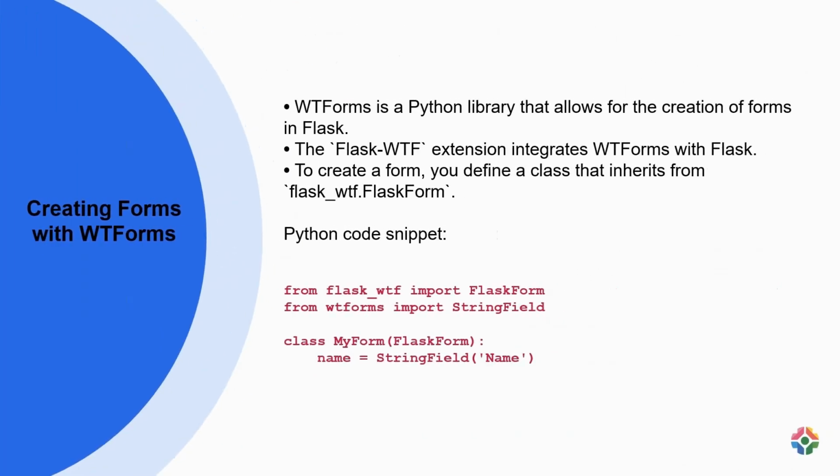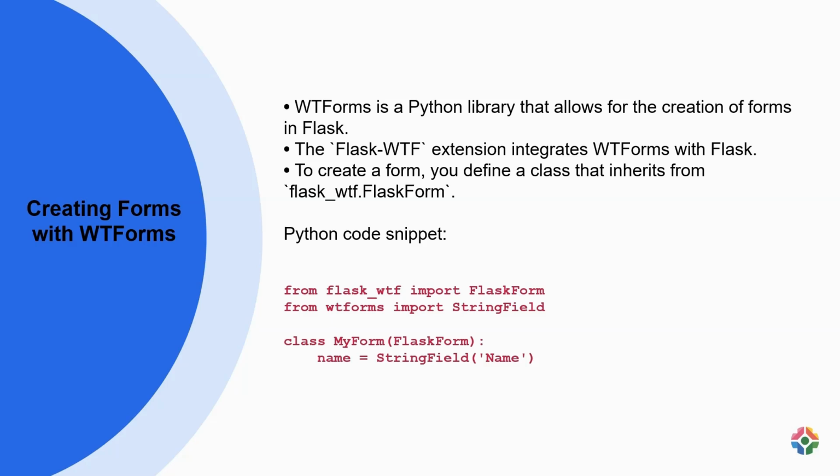WTForms is a Python library designed for creating forms in Flask web applications. It is integrated with Flask through the Flask-WTF extension. To construct a form in Flask using WTForms, you must define a class that inherits from Flask-WTF.FlaskForm. Within this class, you can declare form fields using various field types provided by WTForms.